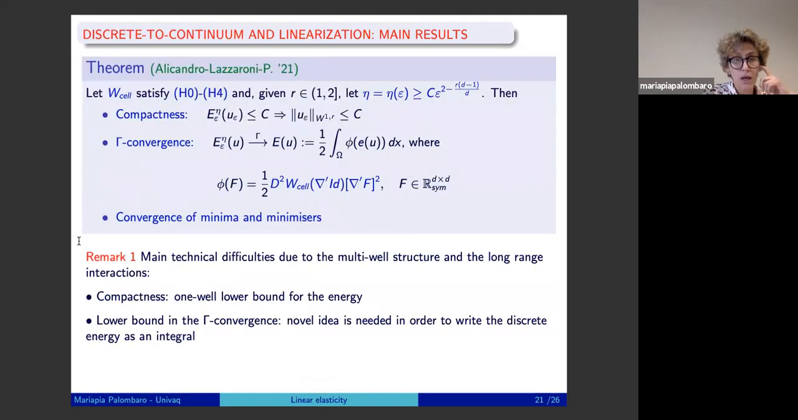Okay, as I already said, the main technical difficulties are due to the multi-well structure, but this time also to the long-range interactions. The multi-well structure of the energy poses difficulty for the compactness. We already observed this. So one has to first prove a one-well lower bound for the energy. While for the lower bound in the gamma convergence one has to prove an upper and a lower bound. The presence of these long-range interactions makes the proof of the lower bound non-trivial.